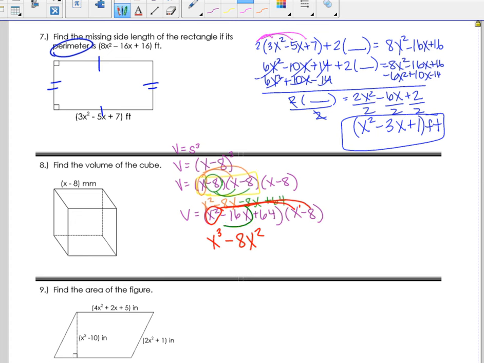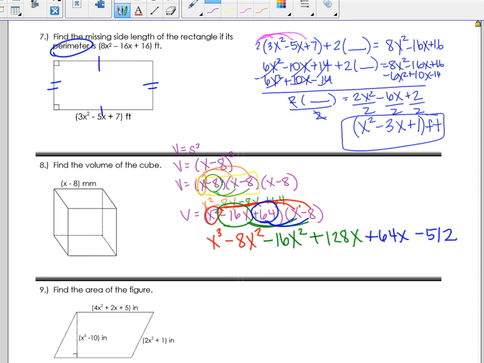Then I'm going to move to the negative 16x. Negative 16x times x is negative 16x squared. Negative 16x times negative 8 is a positive, because you have a negative times a negative, 128x. Last but not least, we're going to do the 64. 64 times x is a positive 64x. And 64 times negative 8, don't forget that's going to become negative, is going to get you a negative 512.